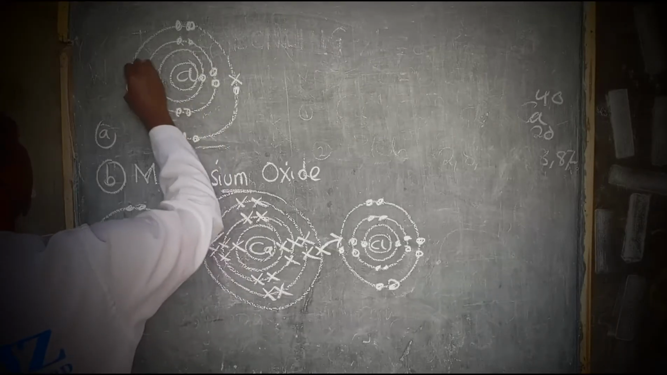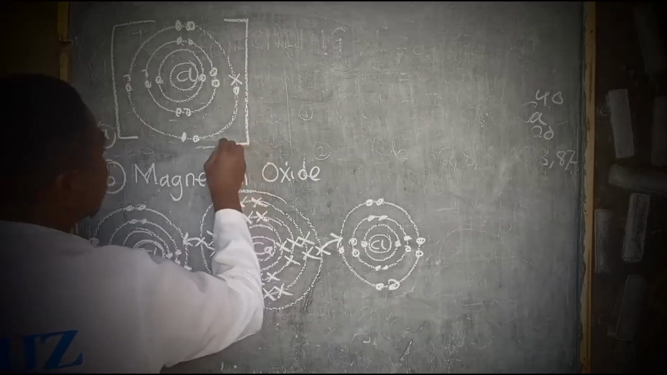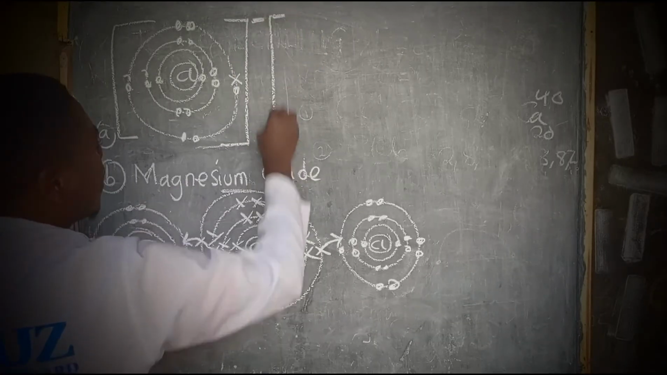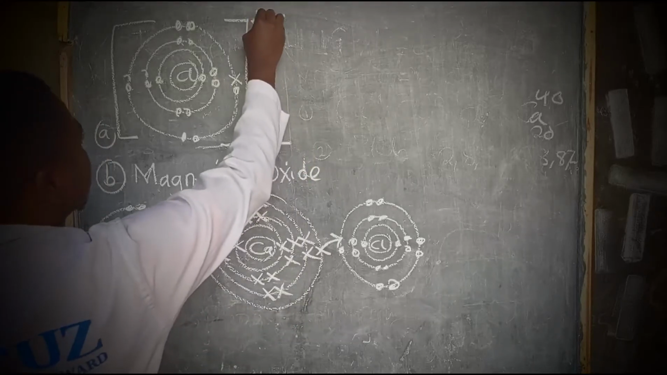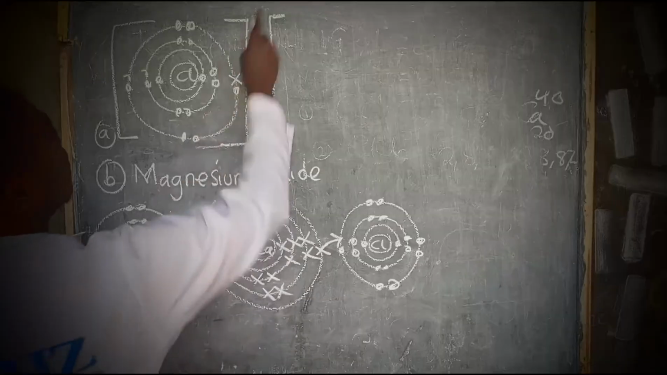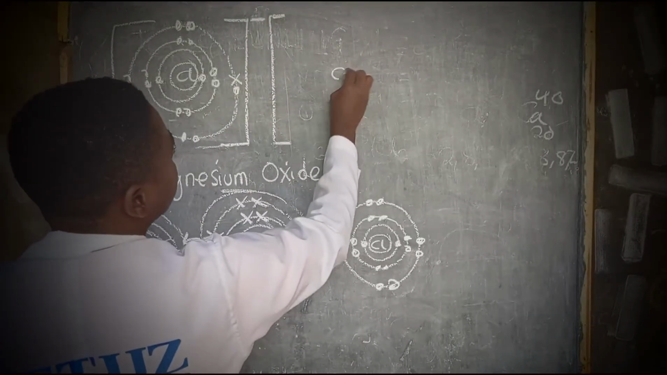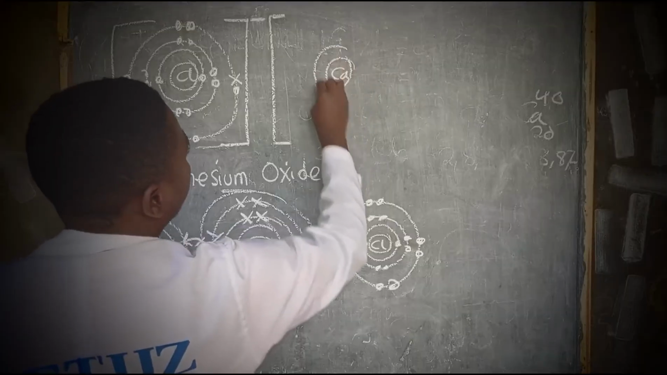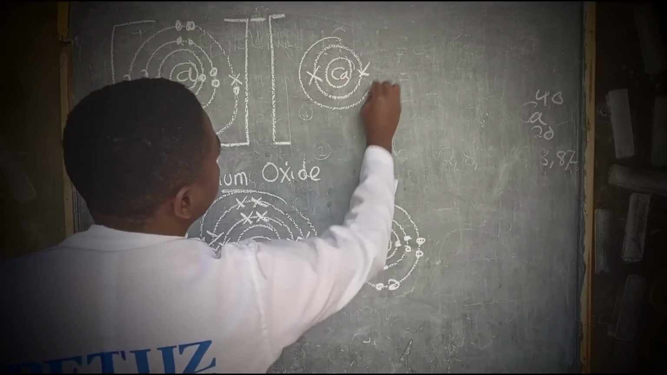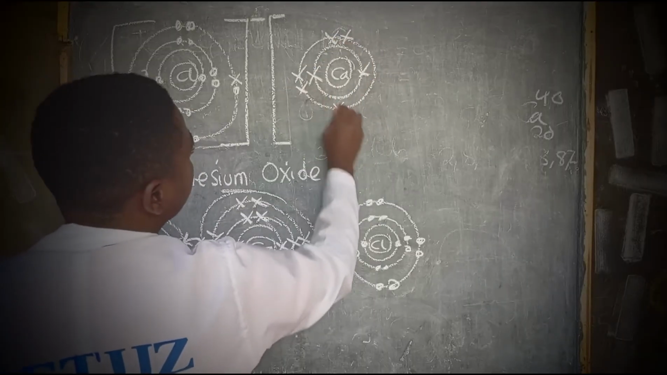So I put it in square brackets like this. Here I show that it has gained 1. I put a negative, because it has gained 1. I go to calcium. Calcium is like this. First shell, I need to put 2. Second shell, I need to put 8.